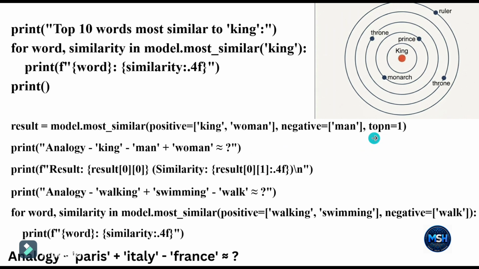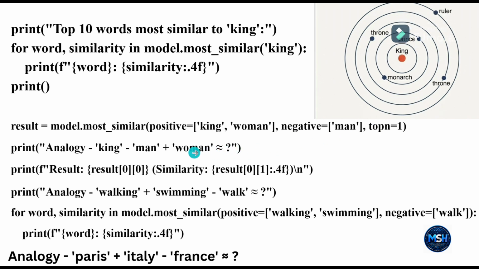The positives are king and woman and the negative is man, comma topn equals 1. What is meant by topn equals 1? The best result should be printed. You can see in the diagram that for the king, the similar word prince will be printed. Why is this printed? Because we use topn, the best similarity pair is printed.